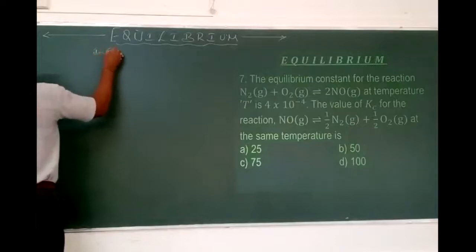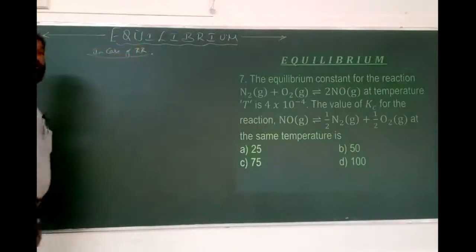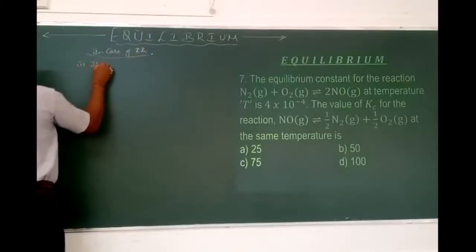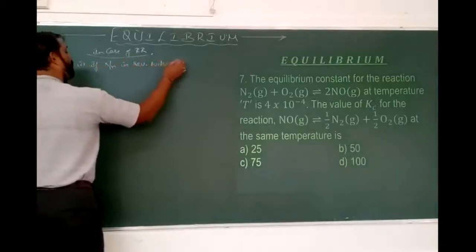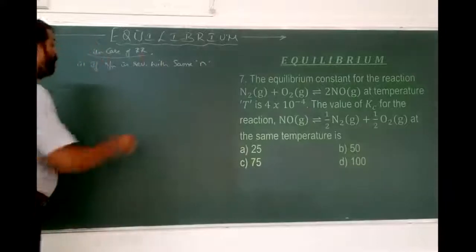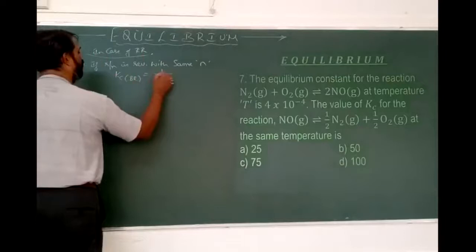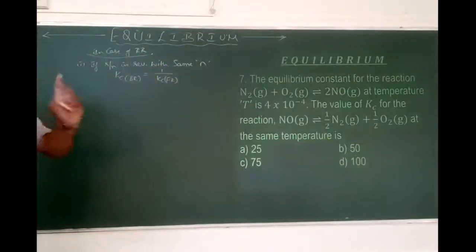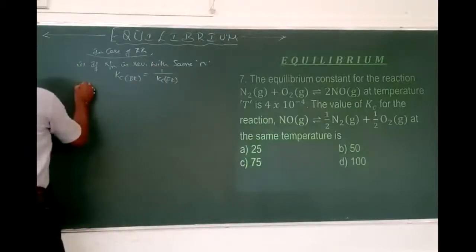So here, in case of a reversible reaction, if the reaction is reversed with the same number of moles, then Kc for the backward reaction is equal to 1 upon Kc for the forward reaction, if the reaction is exactly reversed without any change in the number of moles.